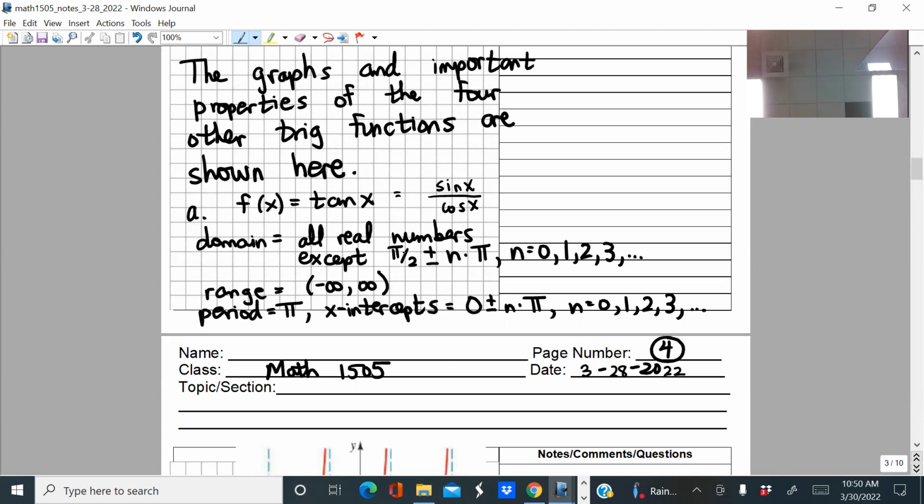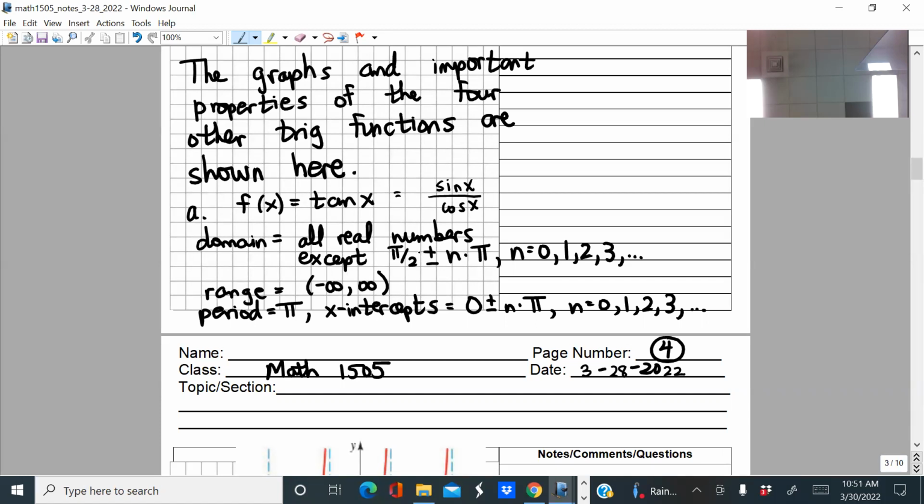Where's the first place cosine is 0? Cosine of 0, where does cosine begin? At 0, cosine is what? 1. And then remember, it drops, and eventually it hits 0. So where's the first place it hits 0? What angle? Pi over 2, right? So pi over 2 is the first place where cosine is 0.